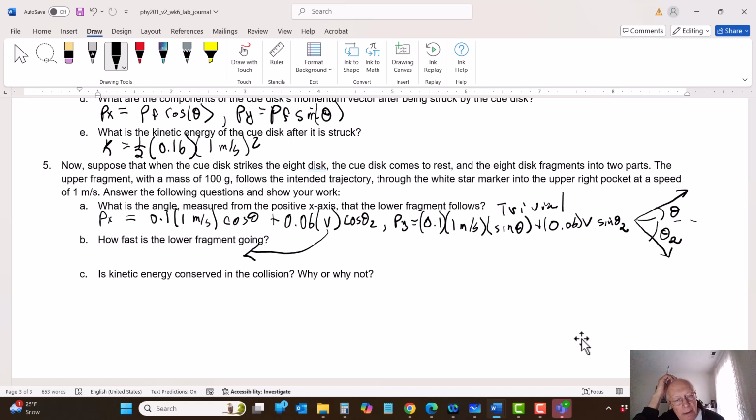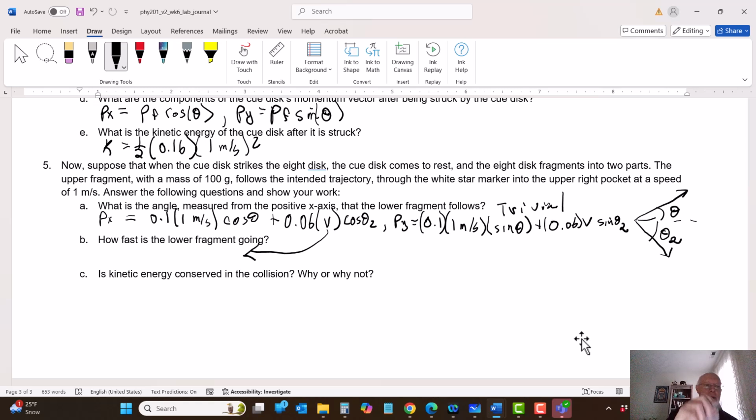And really, if you think about it, just common sense will tell you what the angle and v is, because if one portion is moving that direction, which direction does the other portion have to be going to conserve momentum? You really don't need to do this calculation. Hint, hint. Okay, and then is the kinetic energy conserved in the collision?